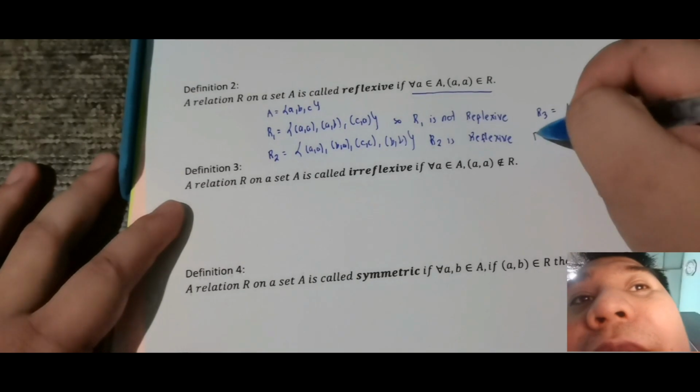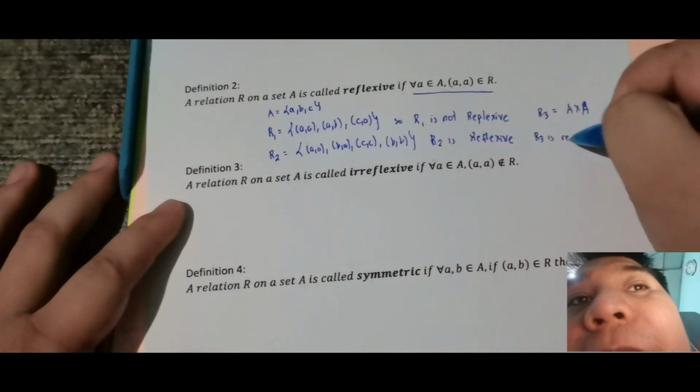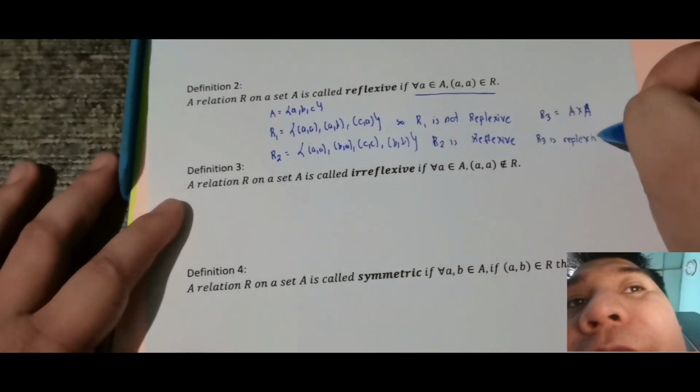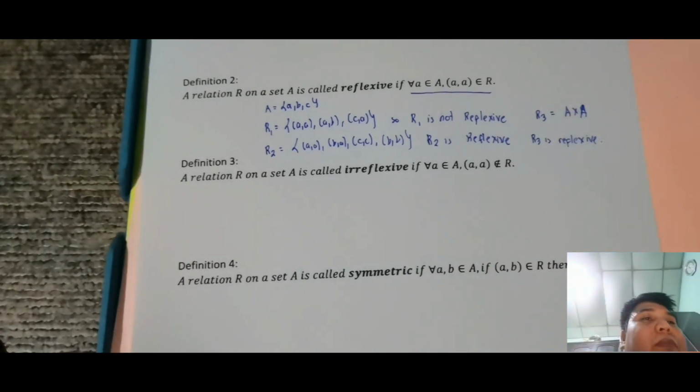So, R3 is reflexive. Okay, so isa sa best example, si A cross A always reflexive. So sana naintindihan mo yung reflexive na yan. Okay, so ganun si reflexive natin. Yan, let's have definition number 3.